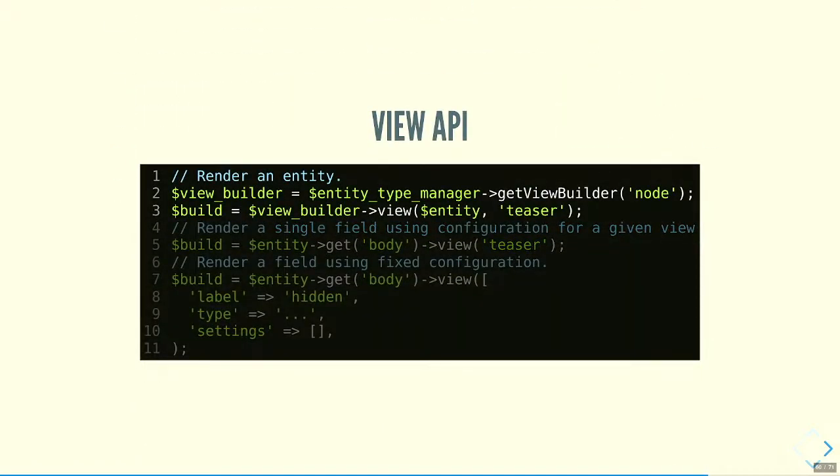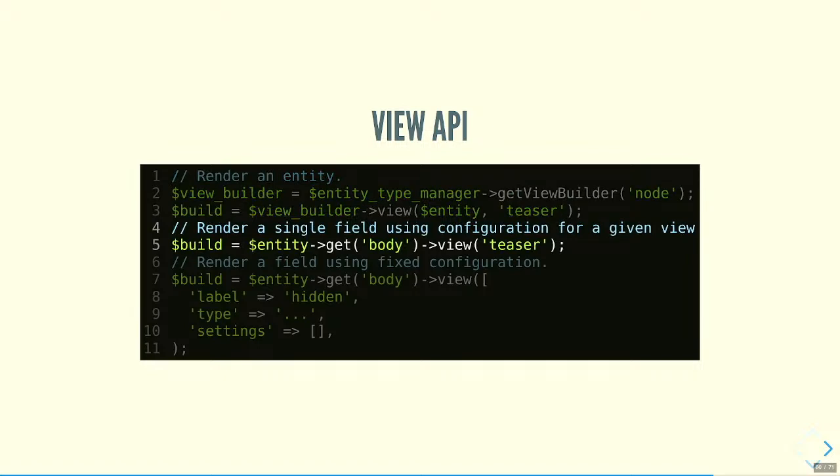The API for this looks like this, not too often used directly. You get the view builder handler, you view the entity and tell it in which view mode you want it to be rendered and built. You can also render specific fields. So if you for some reason just want to view the rendered body, you can do that.